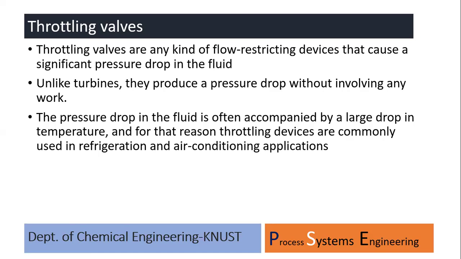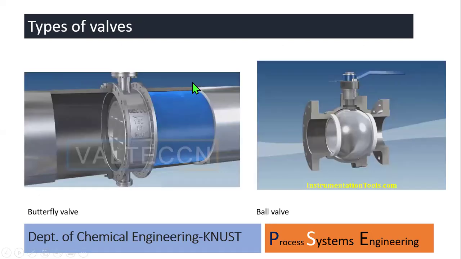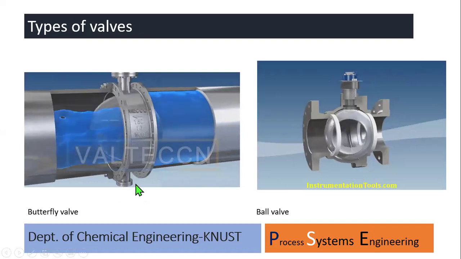And then the pressure drop in the fluid is often accompanied by a large drop in temperature. So this is one thing to note about the throttling valves, that when the pressure of the fluid drops, there's usually a change in temperature as well. And so for that reason, throttling devices are commonly used in refrigeration and air conditioning applications, in places where we work with temperature changing.